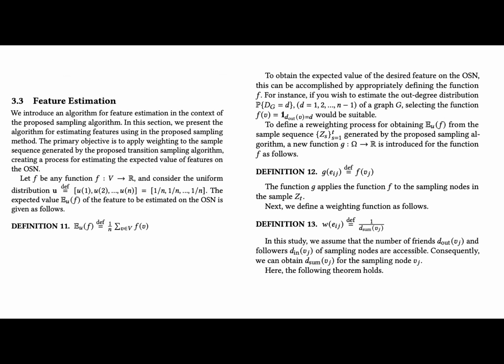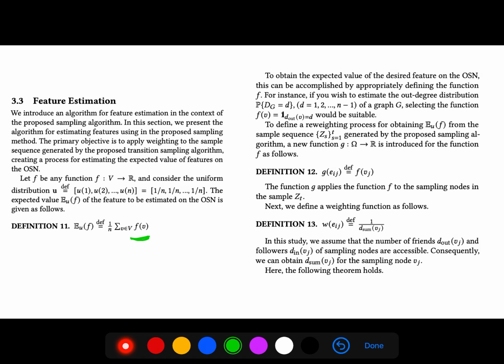But the important thing is feature estimation. We want to introduce an algorithm for feature estimation in the context of the proposed sampling algorithm. The primary objective is to apply weighting to the sample sequence generated by the proposed transition sampling algorithm, creating a process for estimating the expected value of features on the OSN. So this f here is just a function to the real numbers, and consider the uniform distribution. The expected value is just the average of them.